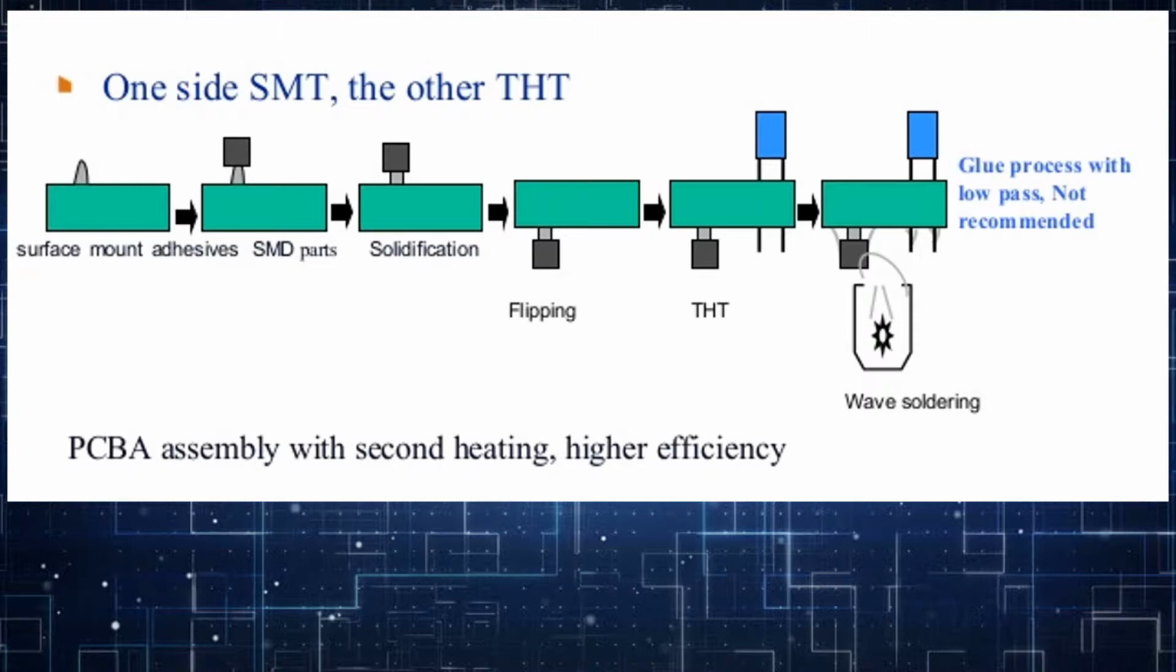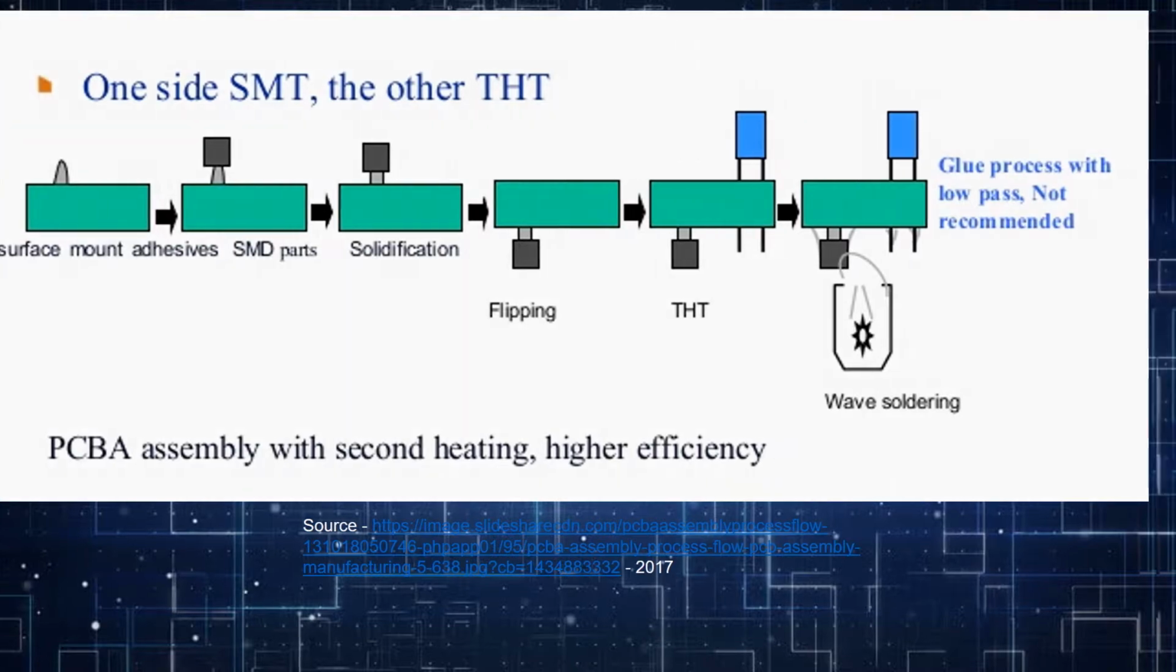Thus, a method that was likely used was that the SMT components were mounted with an adhesive on the lead side of the PCB board and then solidified. The board was flipped and the through-hole components were mounted on the insertion side of the board. Then the lead side of the PCB board is wave soldered, allowing through-hole components and surface-mounted components to be attached with one process, saving manufacturing time and cost.